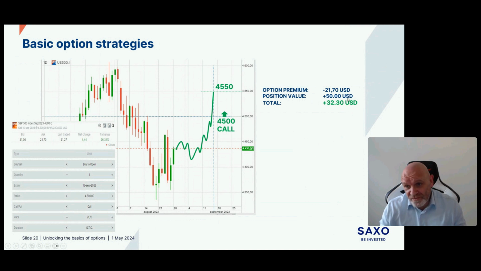So for the option contract, that would mean we paid 2,170. We got 5,000. So we would actually make on the whole contract 3,230, or $32.30 per underlying in the contract. Remember, we only invested 21.70 per share or per CFD contract in this case.